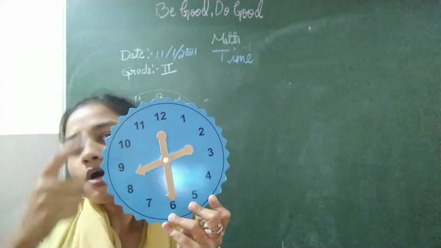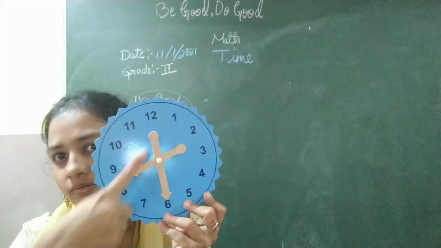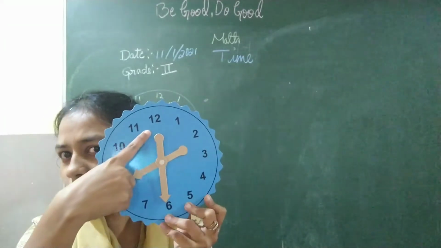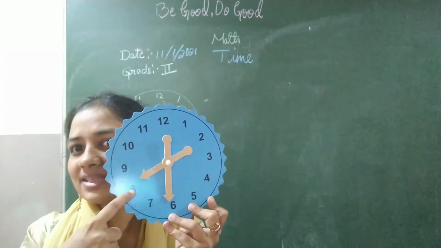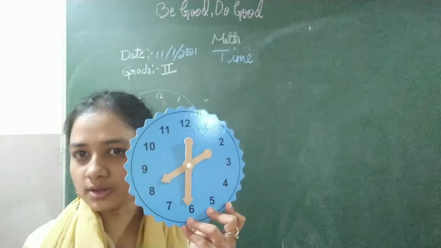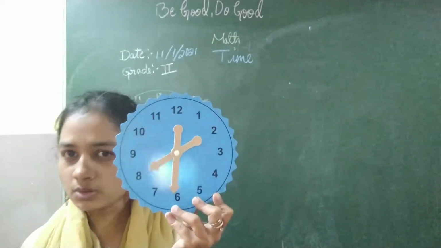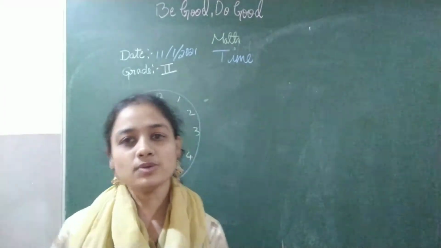Okay. Now, how many numbers do you have in the clock? You have from 1 to 12. 1, 2, 3, 4, 5, 6, 7, 8, 9, 10, 11, 12. You have 12 numbers in the clock. So, this is about the clock. So, let us see how to say time using a clock.